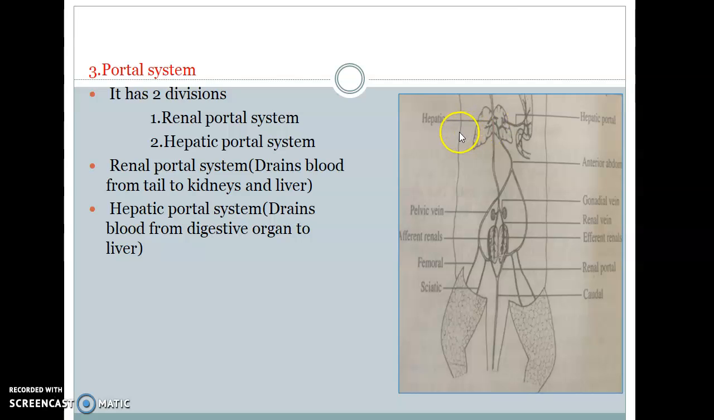This hepatic portal vein will receive impure blood from the digestive organs back into the liver. So there are two different portal systems: the renal portal system and the hepatic portal system. The renal portal system generally includes receiving impure blood from the renal region and also the caudal region, which generally enters into the liver by the hepatic vein, and from the digestive glands it opens into the liver by means of the hepatic portal vein.